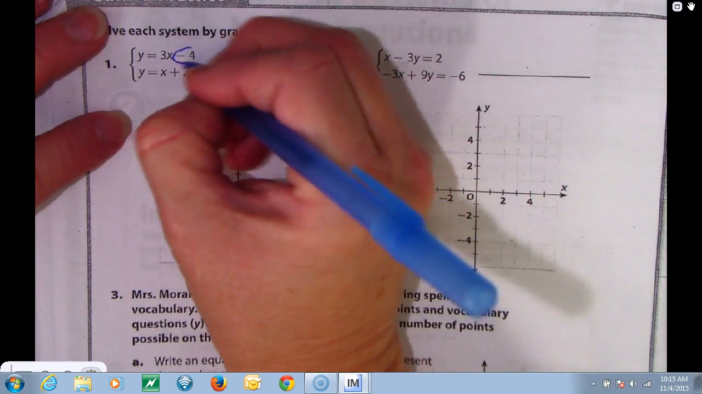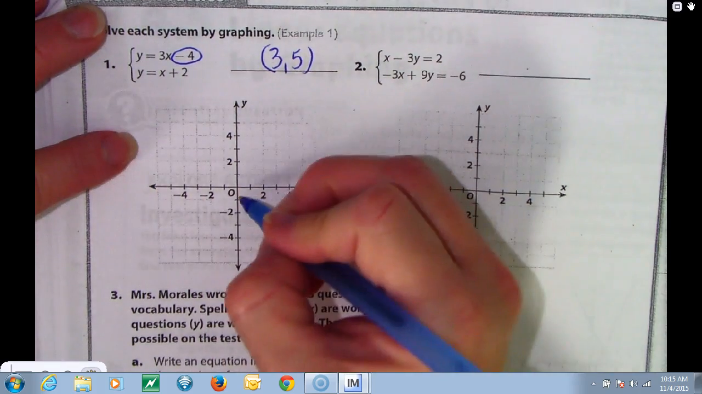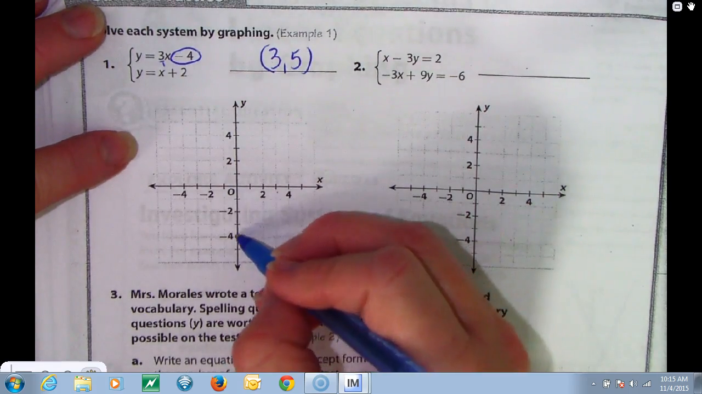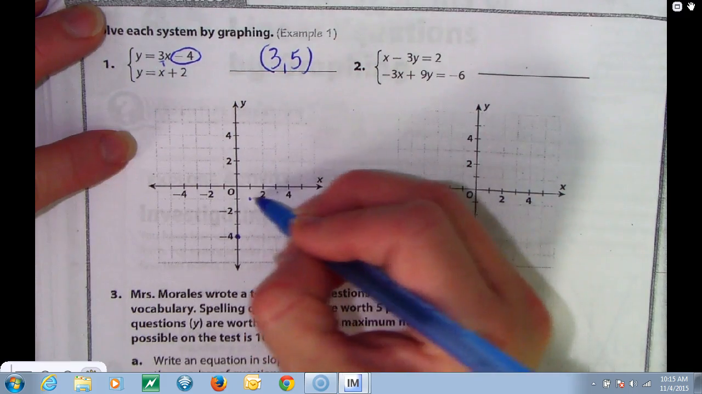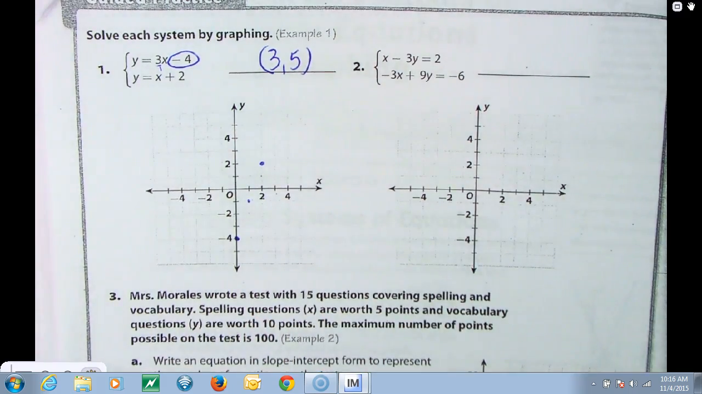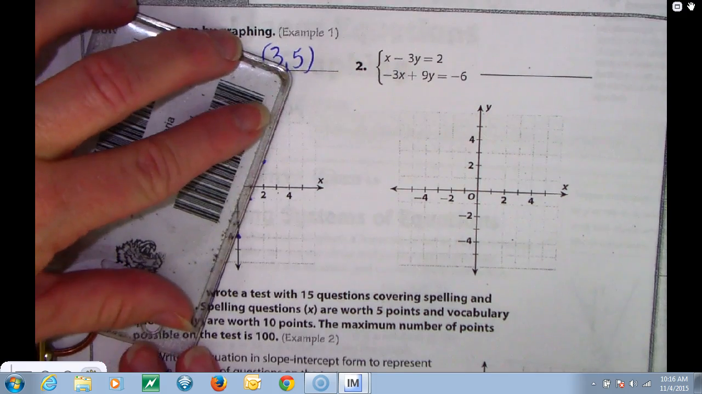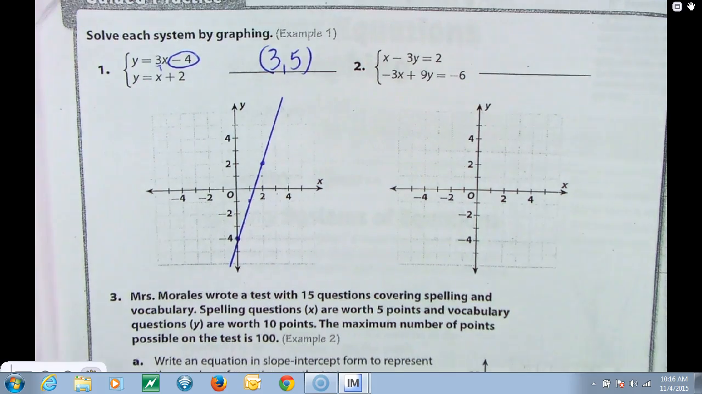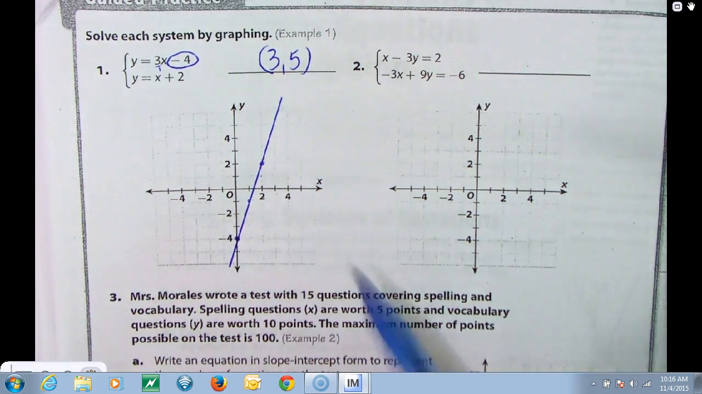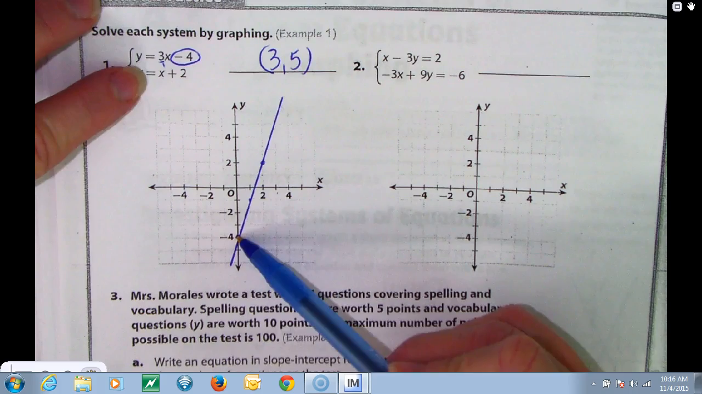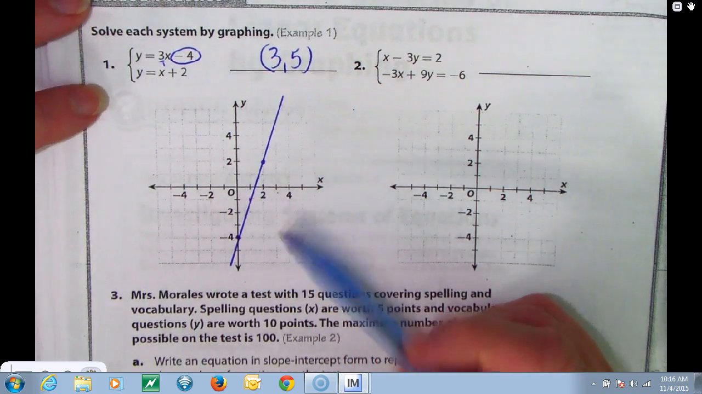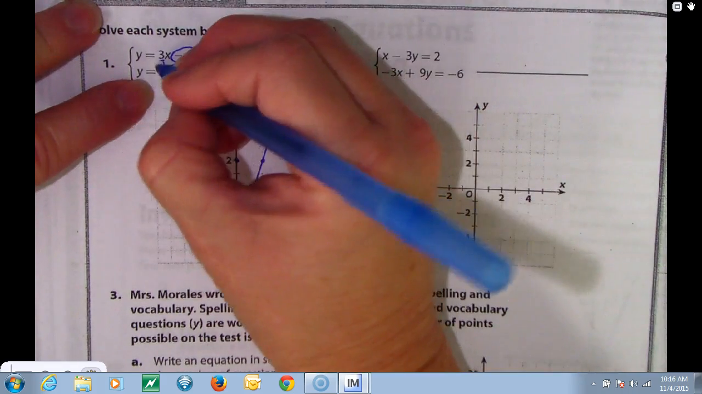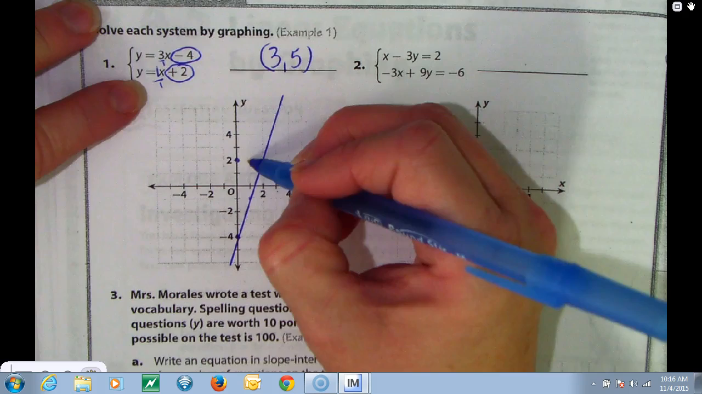Okay, so -4 is my starting point. -4. I'm going to put 3 over 1. So over 1, up 3. Make sure that line is correct first. Yes, thank you. So -4, over 1, up 3. Now on the second one, I'm going to go to +2. 1 is the slope, so over 1, up 1.